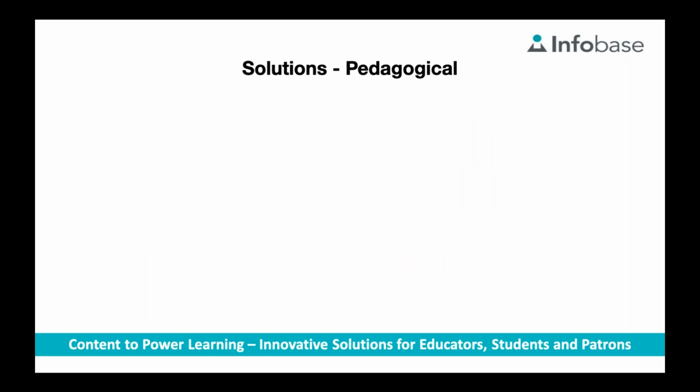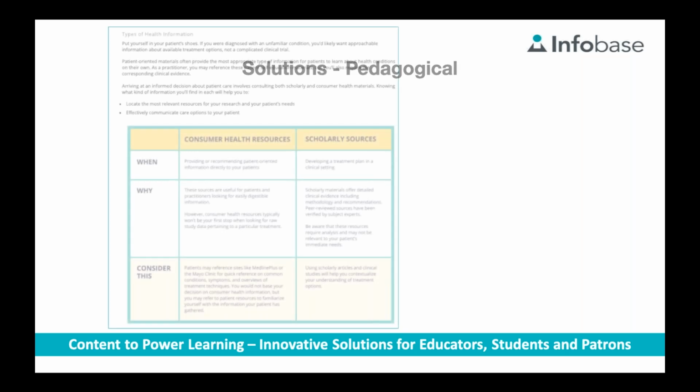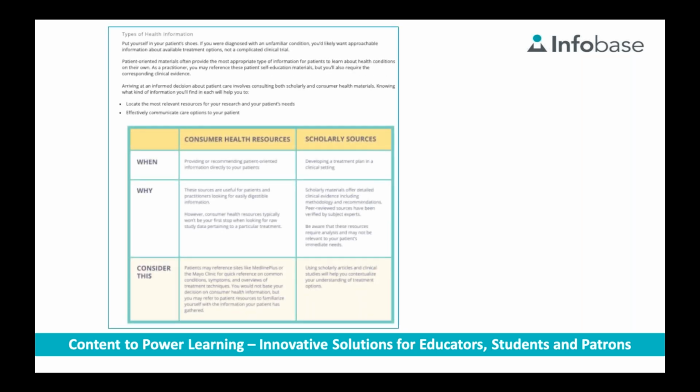And similarly, the materials in the health science resources module are appropriate for meeting students' needs throughout their academic program. So at the foundational level, students are introduced to different health science disciplines and the appropriate source types associated with each. So here we're looking at the general characteristics and uses of consumer and scholarly sources.